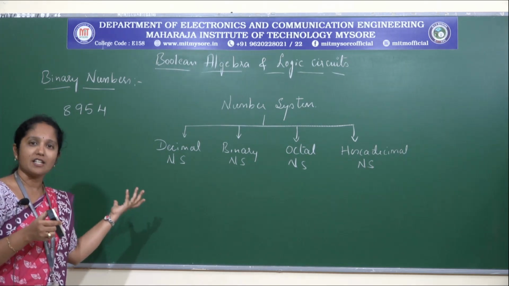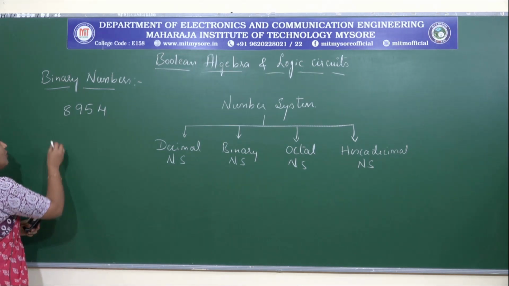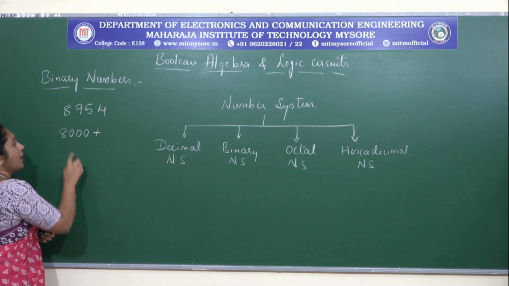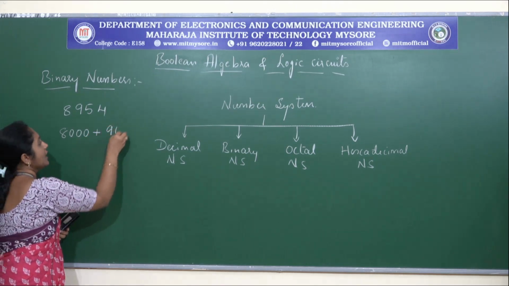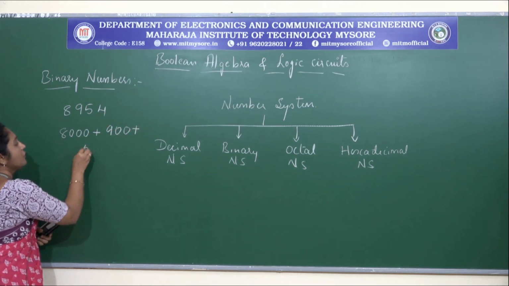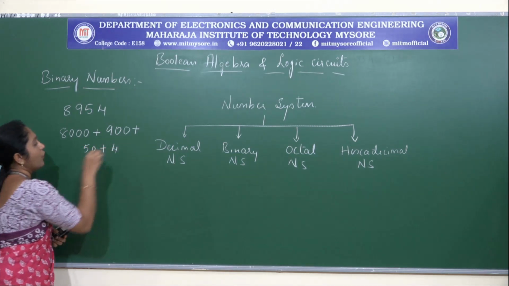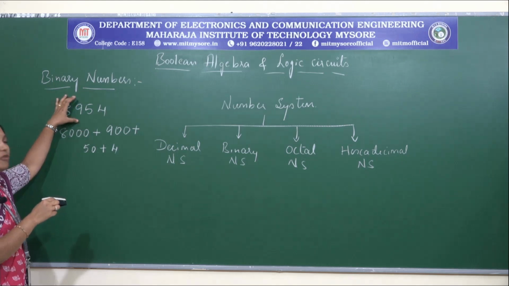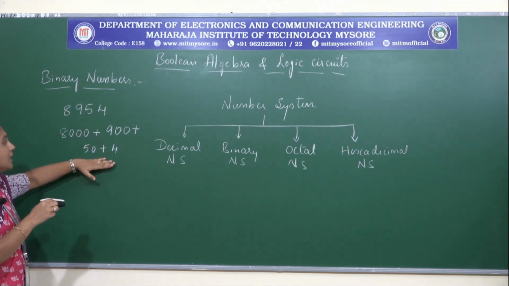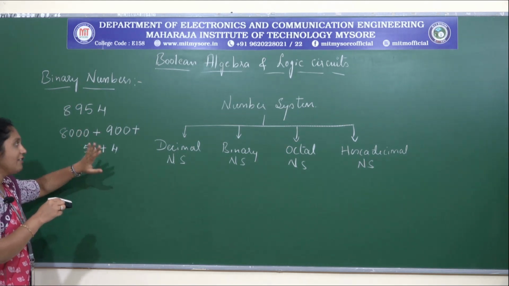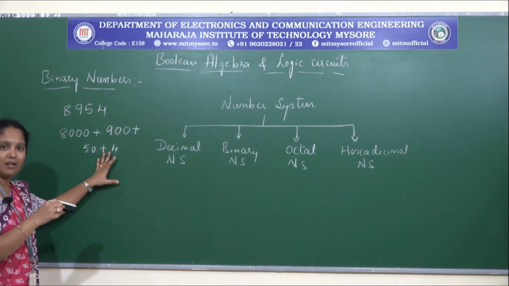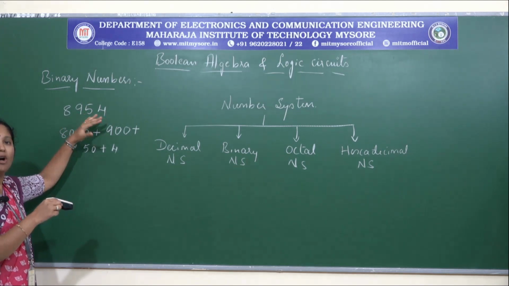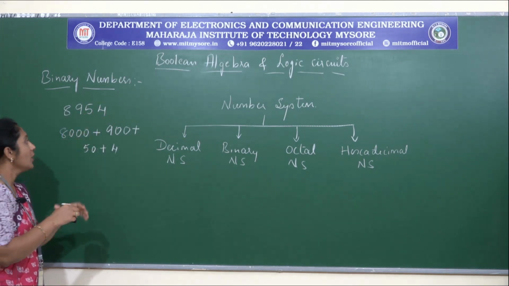If you write the expanded form of this number, how do we write? We write this in expanded form as 8954. This is how the expanded form of this compact number is represented. But usually we never represent any number in expanded form, we usually go for compact form. So this is the compact form in decimal number system.